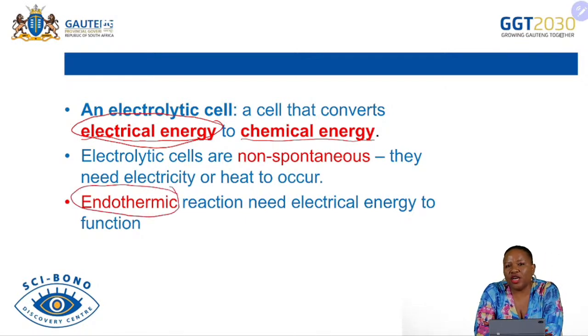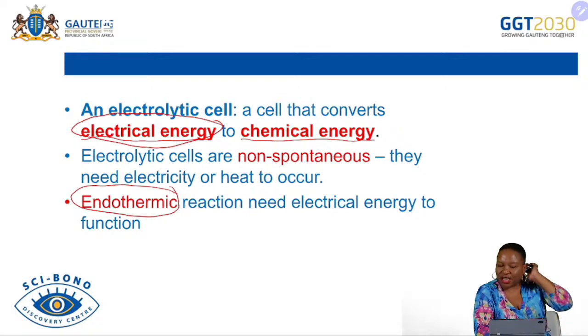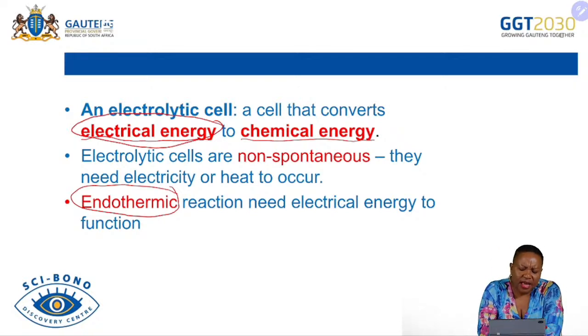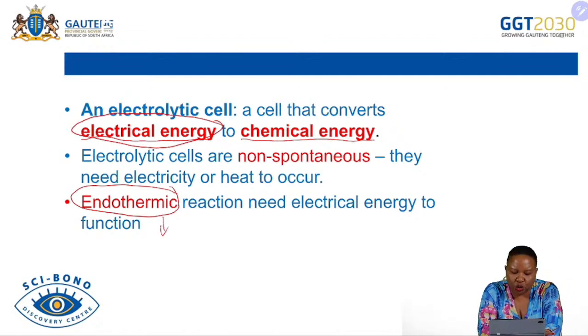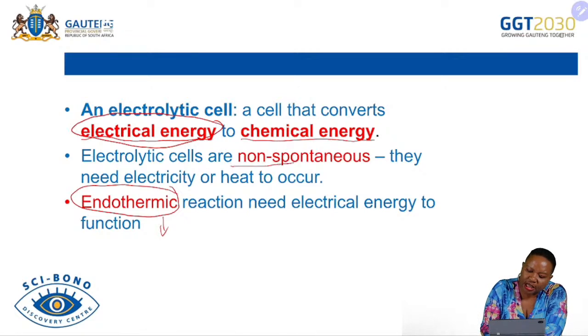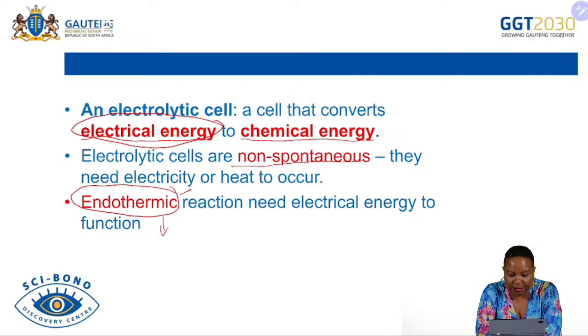So the rate of this cell reaction can only be increased by increasing the temperature, because an increase in temperature favors endothermic reactions. If we decrease the temperature, the cell will favor the reverse reaction, which is exothermic. So they are non-spontaneous because they are endothermic. They use electrical energy to function.